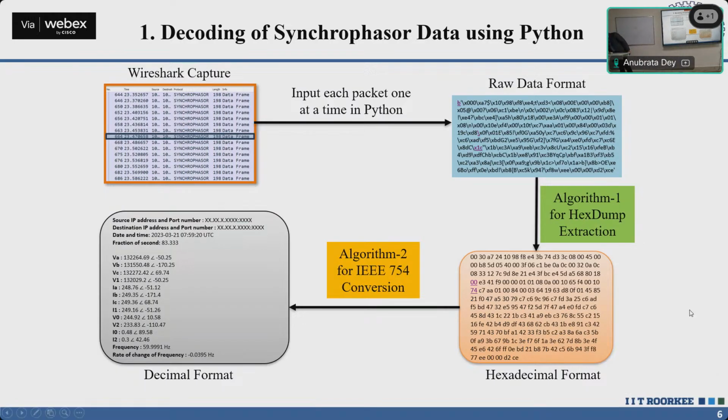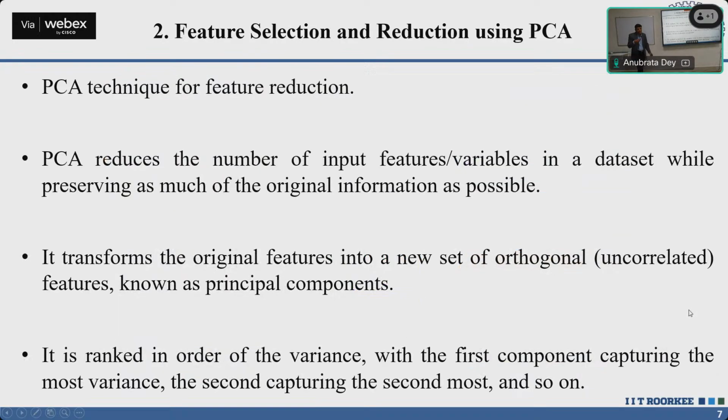Then after that, the feature selection second block comes in the picture, right? So here we have used one technique known as principal component analysis, a very well known technique on the statistical side, a statistical method, I can say. So what PCA does, it is basically a feature reduction technique.